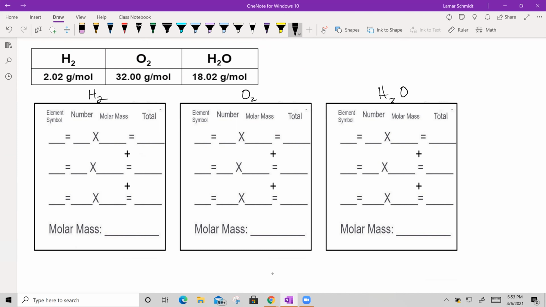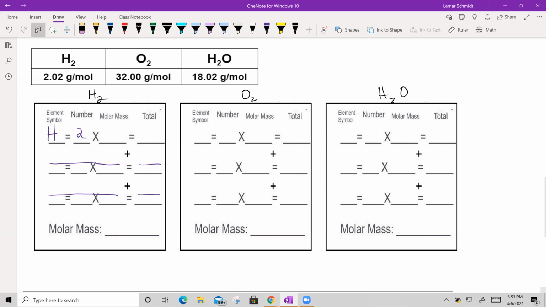And so for H2, the only thing that we have in this formula is hydrogen. So we would put in hydrogen. All right, so I'll write in the element symbol, hydrogen. I'm not going to need these because they don't have any other elements in hydrogen. All right. Now, how many hydrogen are in H2? Well, that's very easy. 2. Then the question is, what is the molar mass of hydrogen?